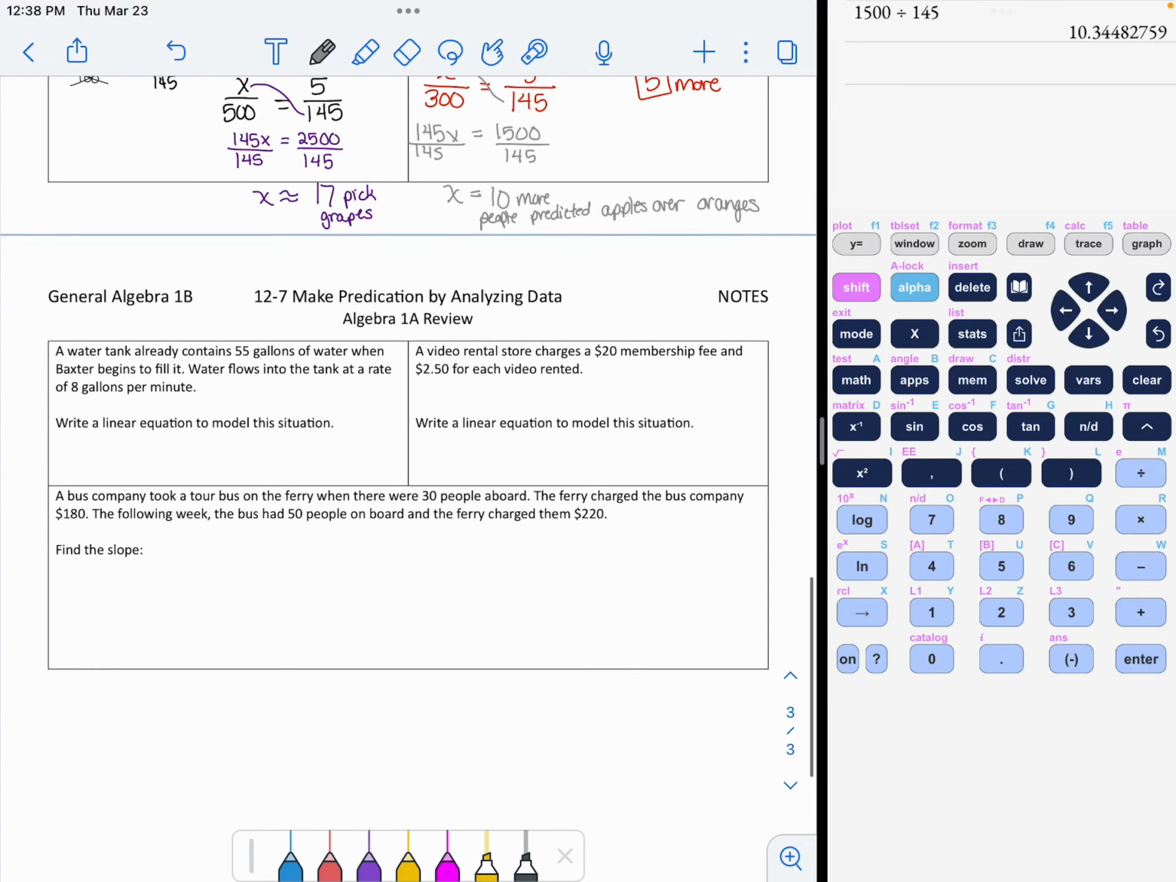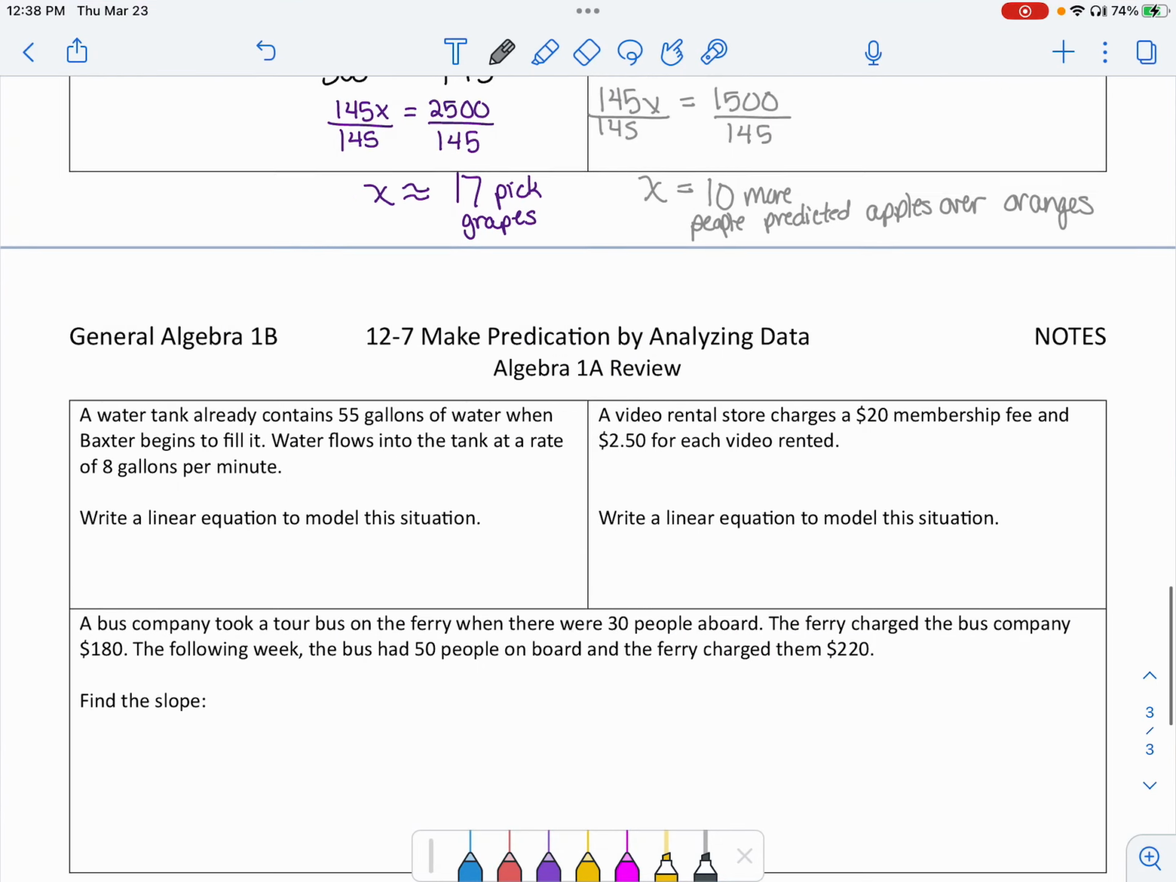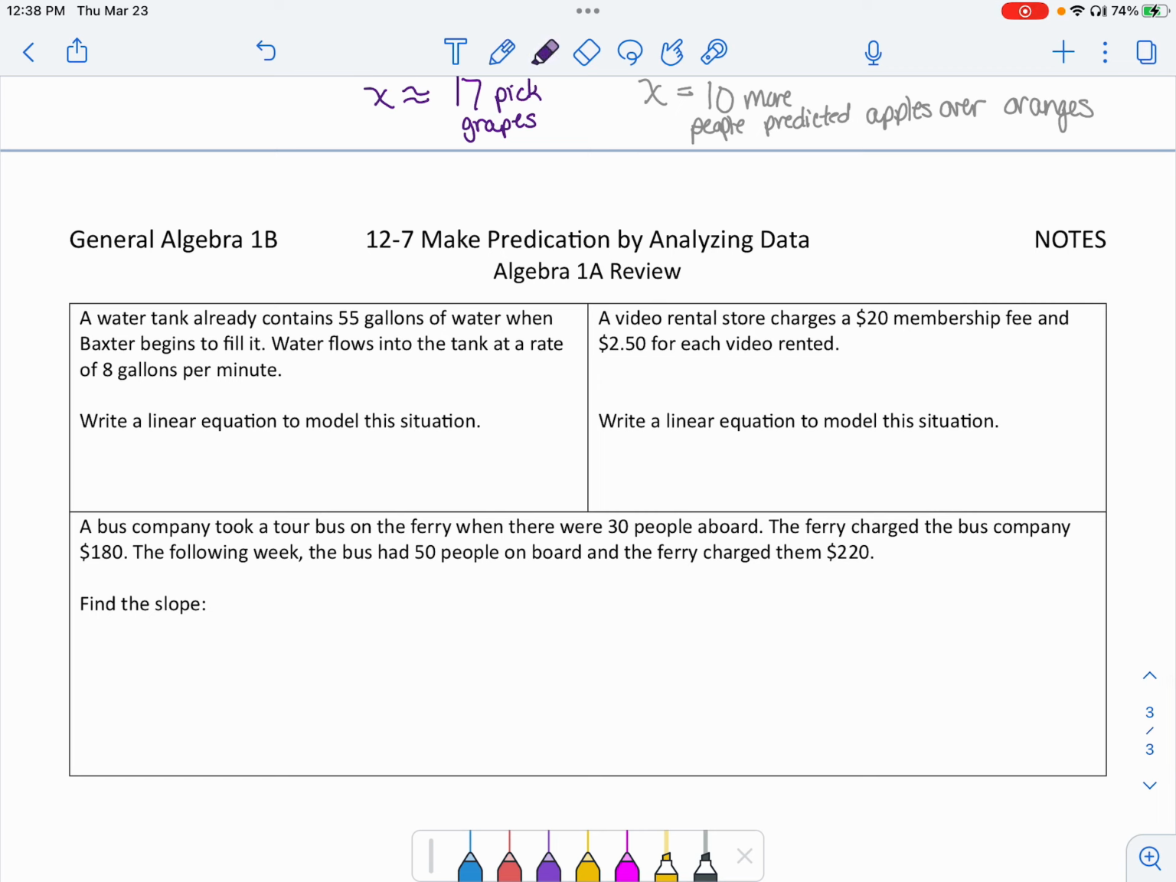Now we need some old Algebra 1 review about slope and y equals mx plus b. A water tank already contains 55 gallons. That's the y-intercept because we already have that much. And Baxter is going to fill it, so positive. Water flows into the tank at 8 gallons a minute. See that word per? There's your slope. So write a linear equation to represent this. So it's y equals 8x, 8 was my slope, plus 55. You should know that x represents how many minutes, and you should know that y represents the total amount of gallons.